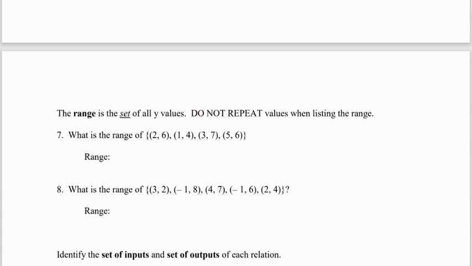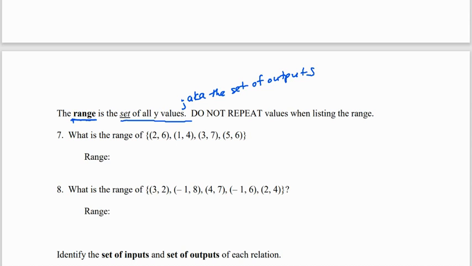Okay, so one more vocab word right now is range. The range is the set of all y values, aka the set of outputs. So those are 2 vocab words that you're going to see: domain and range. Domain is the x's, range is the y's. That is something you have to memorize. In fact, all of that vocab you have to have memorized.